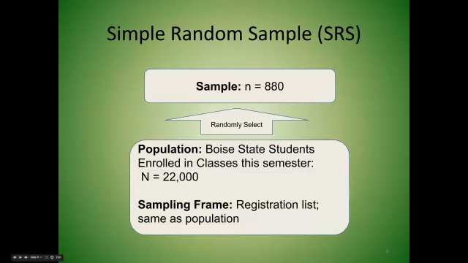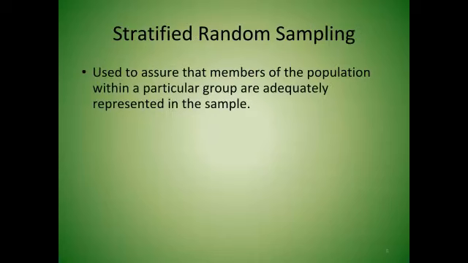So with a simple random sample, you would simply identify 22,000 names of Boise State students and put those names in a hat, mix it up, or a computer program that does the same thing, and then randomly select 880 names. And that would provide you a simple random sample. But if there is a subgroup within the population you want to be sure is adequately represented in the sample, a simple random sample may not be the best option. This is where a stratified random sample would be a better option.